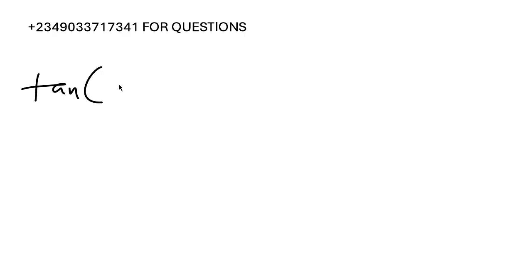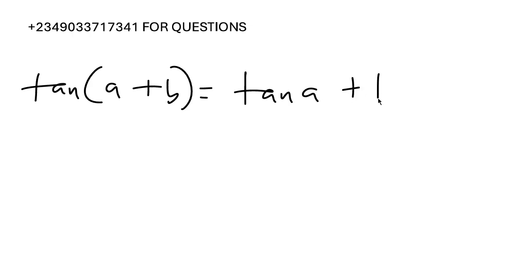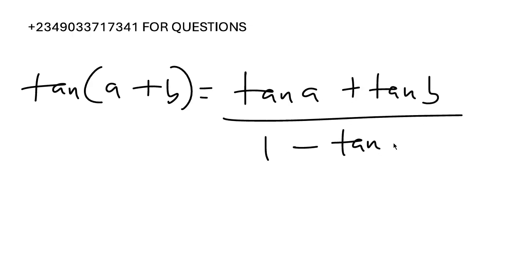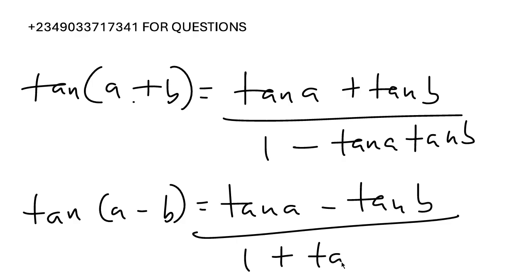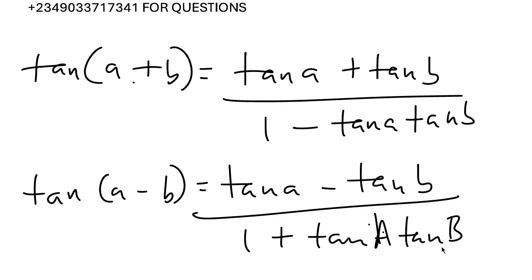Before I go to that, it's also important that I know the tan formula. The tan formula is, if you have tan of A plus B, it's equal to what? Tan A plus tan B over 1 minus tan A tan B. So on the denominator, you will now change the sign. And in the case of tan A minus B, what you have is tan A minus tan B all over 1 plus tan A tan B.